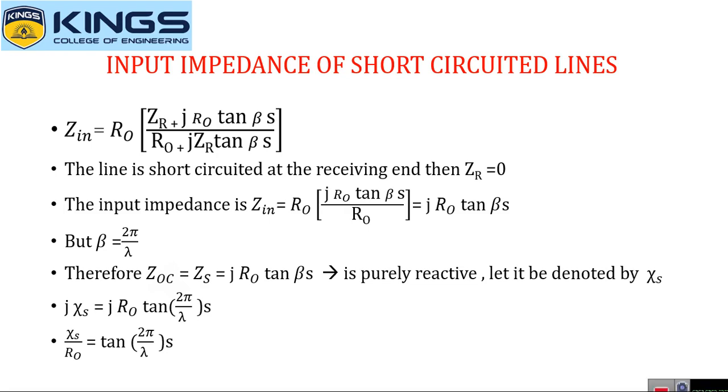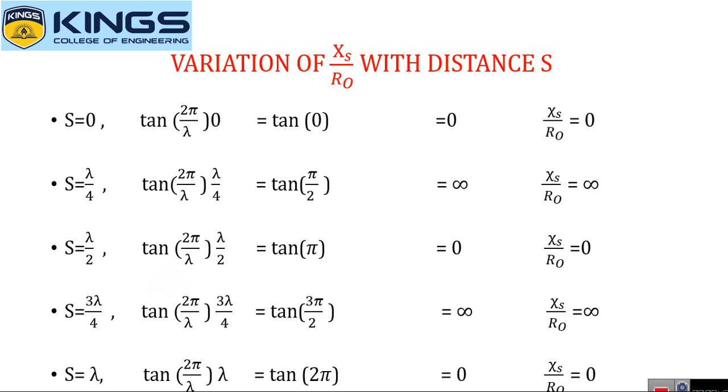Okay, then Zs = jR0 tan βs is purely reactive. Let it be denoted by X(s). So jX(s) = jR0 tan(2π/λ)s, so X(s)/R0 = tan(2π/λ)s. Here, if you see the X(s)/R0 variation with the distance s, take different values of s: 0, λ/4, λ/2, 3λ/4, λ.